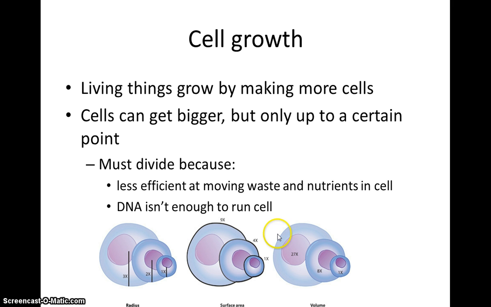So this can mean that you have too much waste and it takes too long to get to the cell membrane to get out, and that's obviously a problem. It also can mean it takes too long to get nutrients into the cell where it's needed. So this in itself is a problem, and it causes the cell to divide.